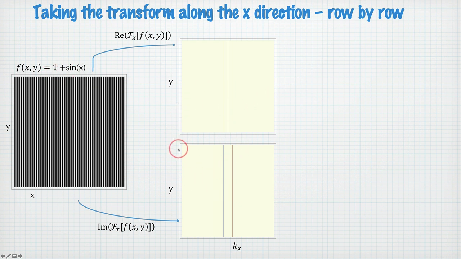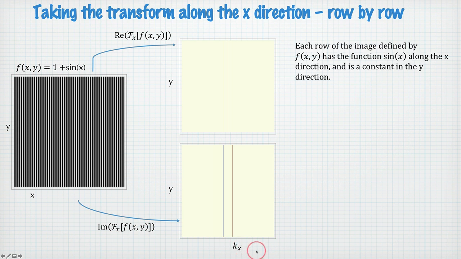And so this is a rather funny construction here, because we've got this coordinate here in the vertical direction is y, but the coordinate in the horizontal direction is kx. So each row of this image is defined by the Fourier transform in the x direction. And because each row is the same, we have no variation along the vertical direction of these images.